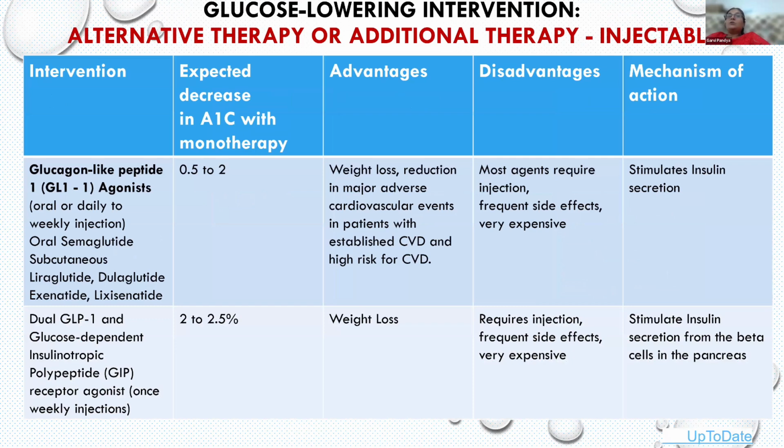Other alternatives are GLP-1 agonists. They are mainly injectable, only the oral one is semaglutide. It can be a daily dose or a weekly dose, depending on which medication we have. It can also lead to a decent HbA1c reduction of 0.5 to 2%. It can also cause weight loss, but it's very expensive. There are dual-component GLP-1 and GIP receptor agonists, which again give a 2% reduction in HbA1c and can lead to weight loss as well. Again, they are injectable and expensive.